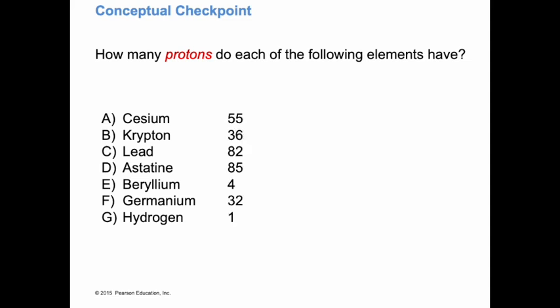Okay, here's the number of protons that each of the following elements have. Remember, this is just the atomic number. This is the number that's at the top of the box that each element is in. That number tells you how many protons each atom has.